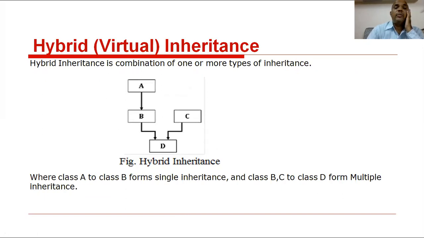Next one is hybrid inheritance or virtual inheritance. Hybrid inheritance is a combination of one or more types of inheritance. So this is hybrid inheritance. In the previous example, this is called the base diagram. Then this is a combination of multi-level and multiple, and that is called virtual inheritance.